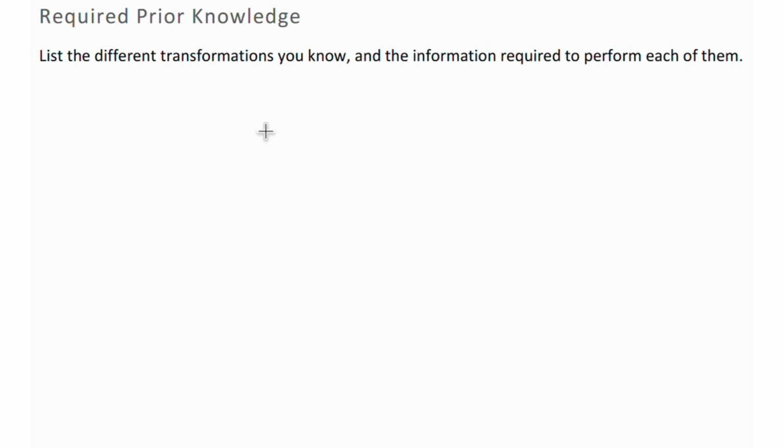List the different transformations you know and the information required to perform each of them. So this is transformations of objects that you should have seen previously. Hopefully you know about reflections. To describe a reflection, you need a mirror line, or a line of reflection, or a line of symmetry, and it will normally be given as an equation. So something like y equals 2 or y equals x.